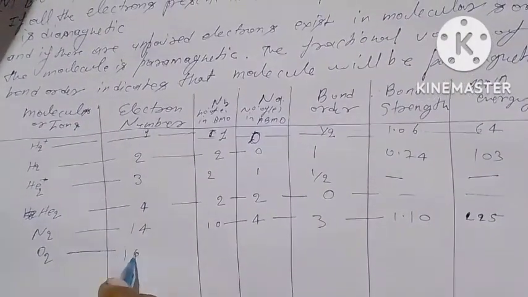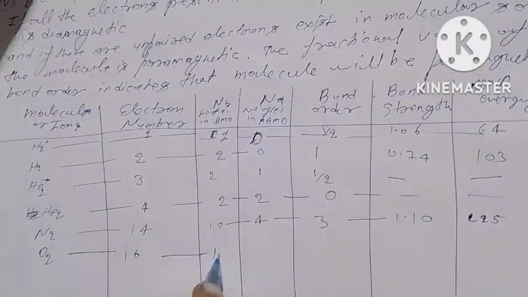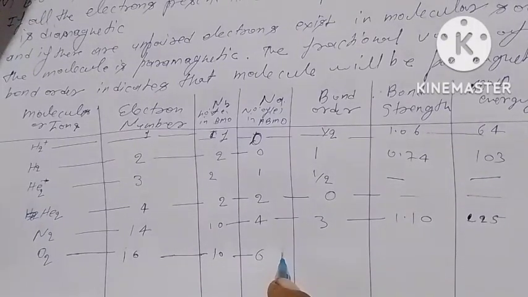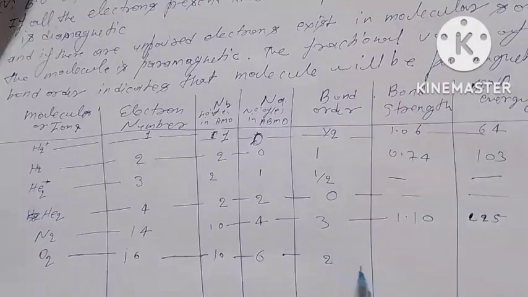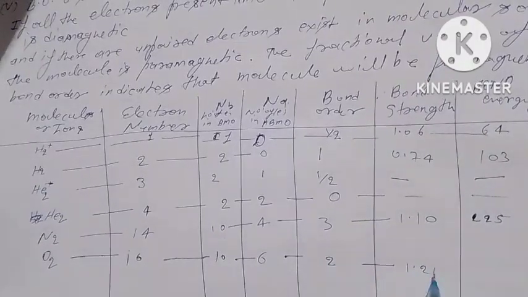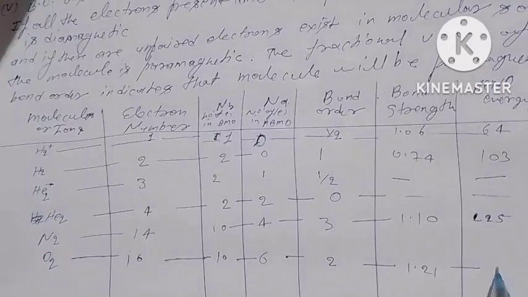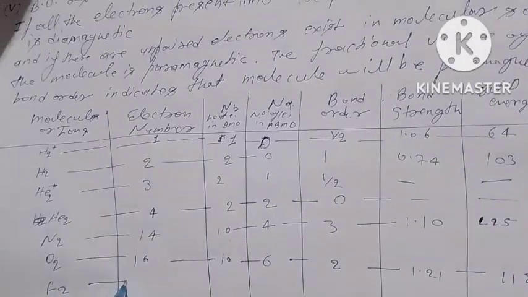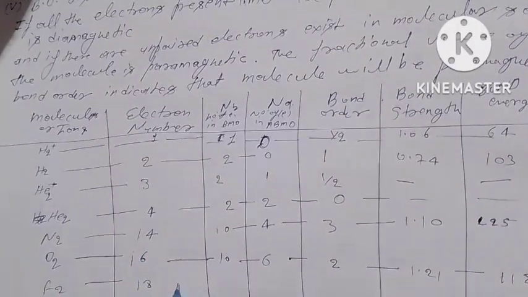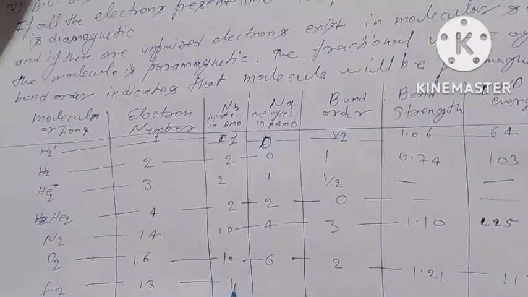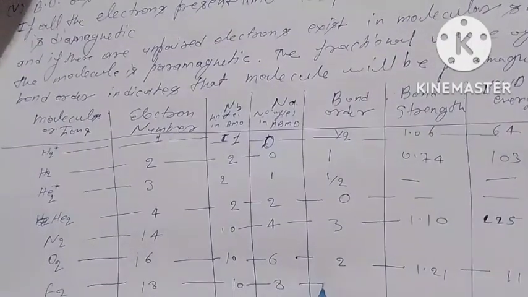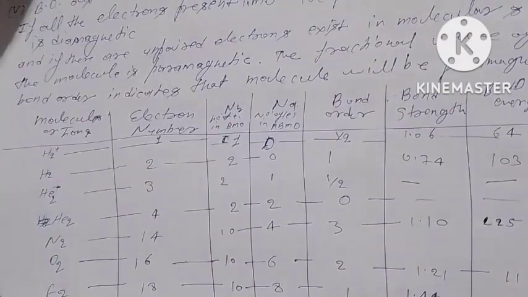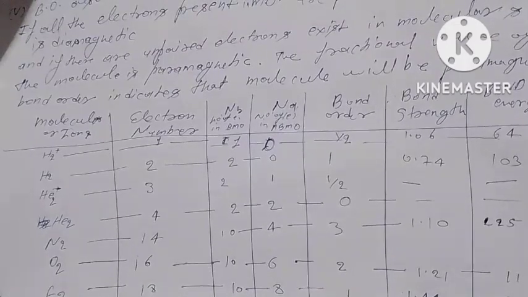Oxygen: number of electrons 16. Nb is 10 and Na is 6. Bond order is 2, bond strength 1.21, and bond energy 118. Fluorine: number of electrons 18. Nb is 10 and Na is 8. Bond order is 1, bond strength 1.44, and bond energy 36.